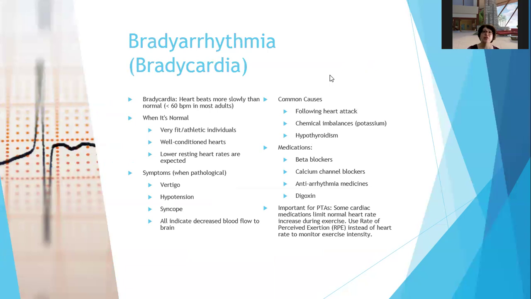So, bradyarrhythmia, also known as bradycardia, is when the heart beats more slowly than normal, less than 60 beats per minute in most adults. It's normal with a very fit, athletic individual. One time I was in an EMT class with a guy who was a cross-country ski racer, and his heart rate was like 45 beats per minute, just because his heart was so dang efficient. And it was really hard to take his blood pressure because there was so much space between heartbeats. You had to really let the air out slowly. Somebody with a really well-conditioned heart who's out there doing the cardio every day might have bradycardia.